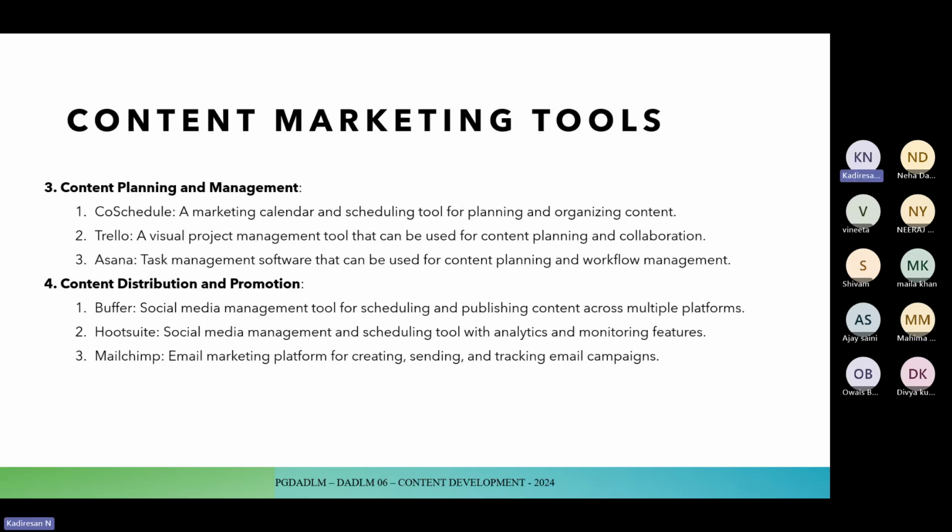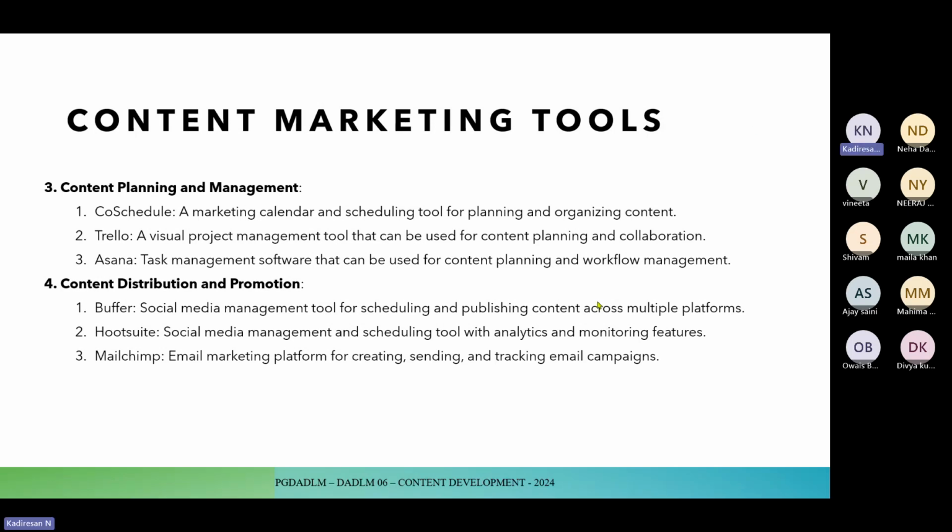Next is content planning and management. For that, I have given CoSchedule, Trello, and Asana. CoSchedule is a marketing calendar and scheduling tool for planning and organizing content. Trello is a visual project management tool that can be used for content planning and collaboration. And Asana is task management software that can be used for content planning and workflow management, where you can assign your tasks and plan accordingly.